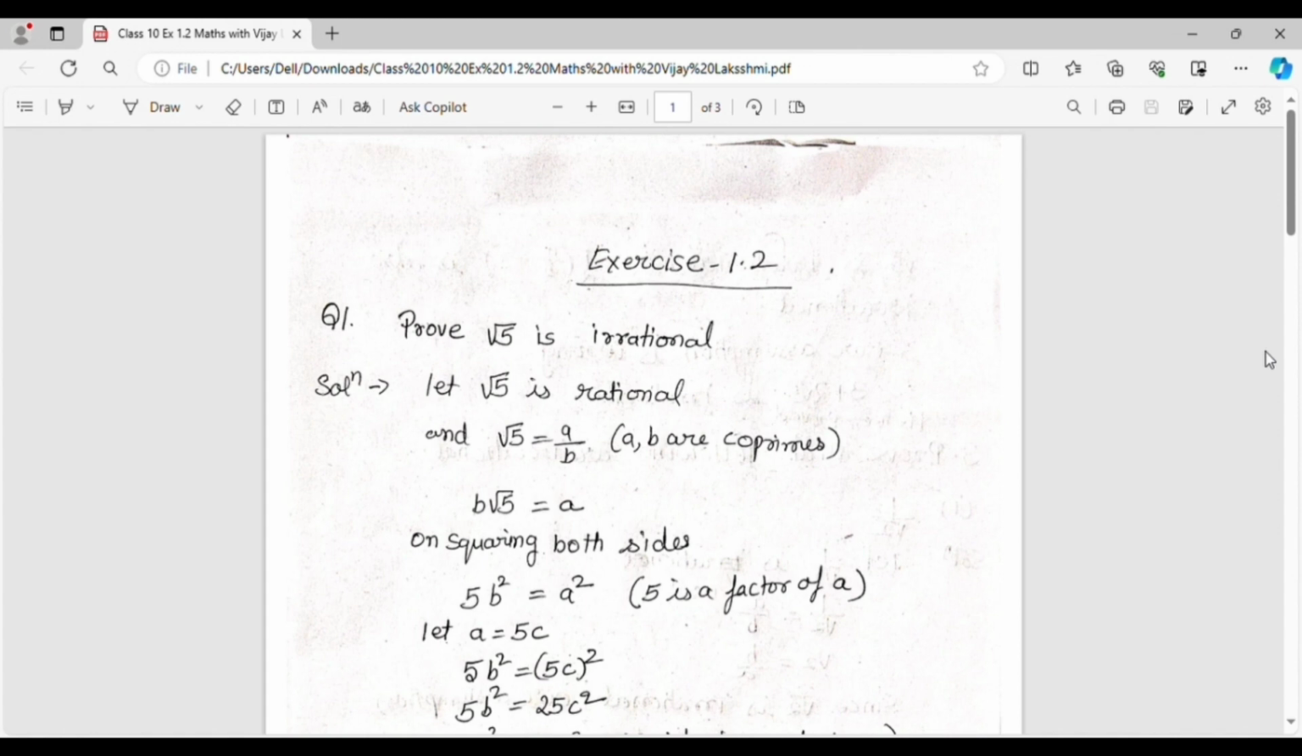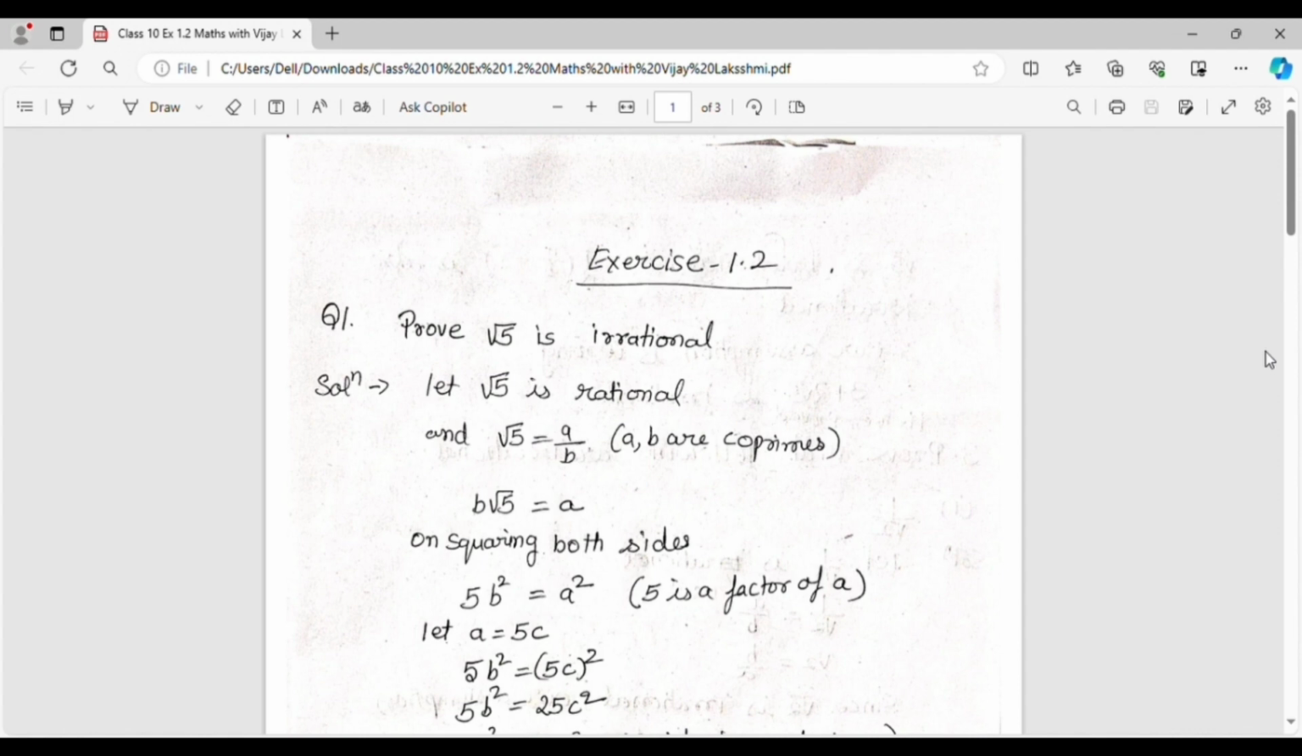Today we are going to discuss exercise 1.2. Here in this exercise, we will do the questions in which we have to prove something as irrational. For all the questions, the method is almost the same.